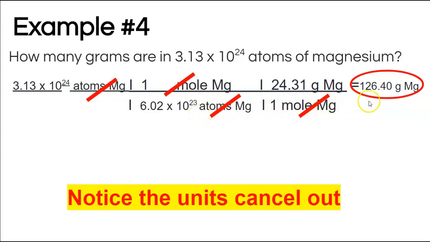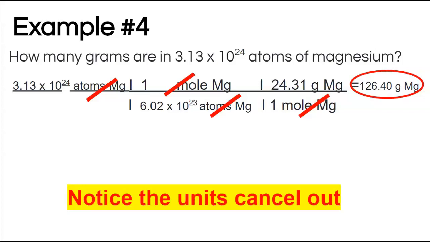You should get 126.40 grams of magnesium. If you get 1.26 times 10 to the 47th, or 45th, or 49th, then you did not use your parentheses in the denominator correctly. Try it one more time. Rewind the video and try it again.